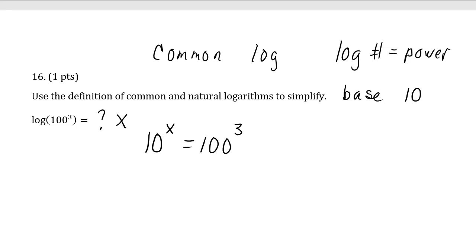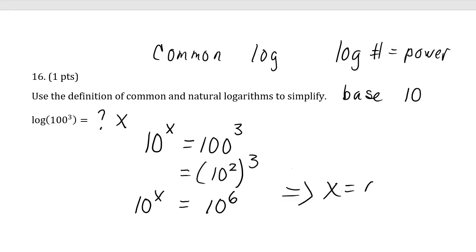In order to solve this, I need to write both sides as powers of the same base. I know that 100 can be written as 10 squared, so I replace the 100 with 10 squared, and that gives me two powers on the same base. Then I can multiply the powers together to get 10 to the sixth. If 10 to the x equals 10 to the sixth, then this must mean that x is equal to 6.